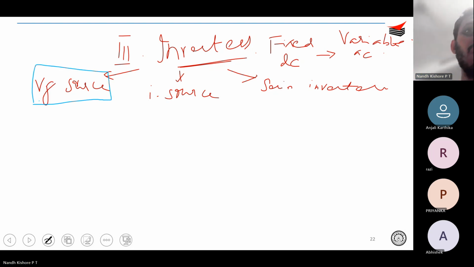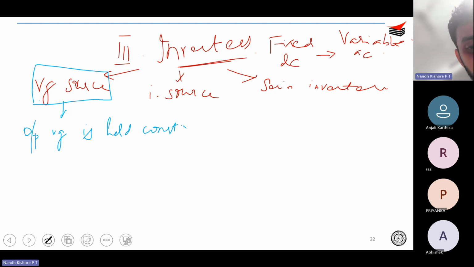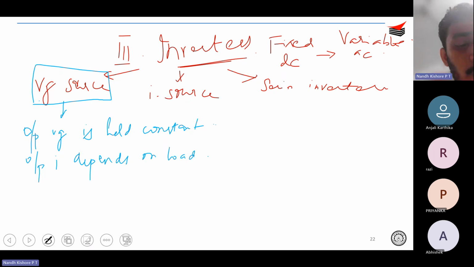Okay, so why do we call it a voltage source inverter? The reason is that the output voltage is held constant, correct? Based on the switching, the output voltage is always fixed, right? Whereas the output current depends on the load. So the output current is load dependent. Depending on the output load, the current will vary. For current source inverters, it's going to be vice versa.